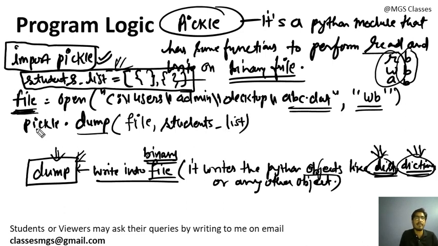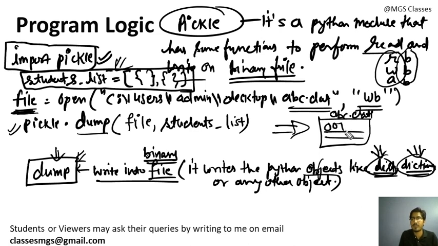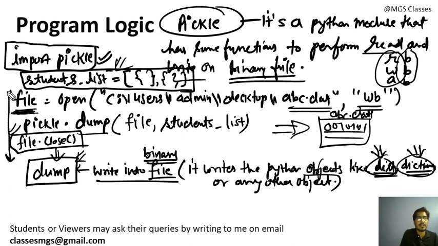In this case, this pickle.dump method will create a binary file abc.dat on my computer desktop, and it will insert the list of the students here in binary mode, 0101 mode. You can't read the data of the students list if it is written in a binary file. This is the way to write into the binary file. Now what is the way to read the binary file? After this you need to close the file so that it is not a waste of storage. So this is the line you need to use to write into the binary file.